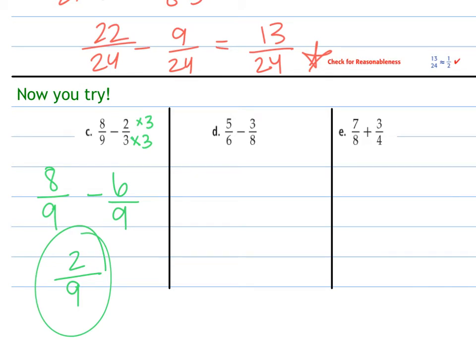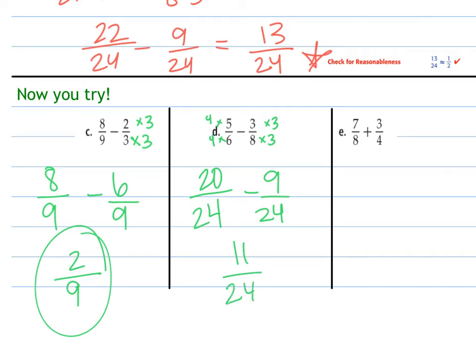5/6 and 3/8, I know that their common denominator would be 24. So I multiply this side by 4, which would be 20/24. And I'd multiply this side by 3, which would be 9/24. 20 minus 9 is 11. Keep the denominator of 24. Can't be simplified. The only number they have in common is 1. So that's my answer. And the last one, 7/8 plus 3/4, common denominator of 8.